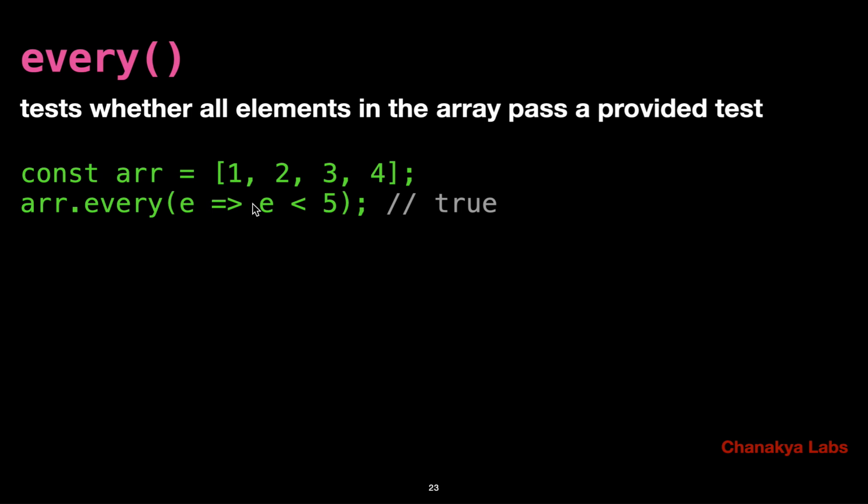Okay, and this condition should return true or false, and if this is true for all the elements, that is what every means: if this condition is true for every element in the array, then this will return true. And even if one of the elements does not satisfy this criteria, then the whole every method will return false rather than true. Okay, so let's see by an example.